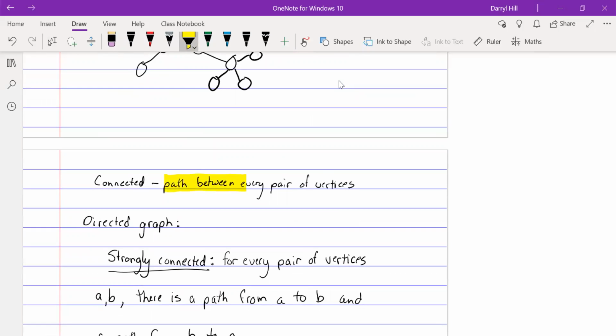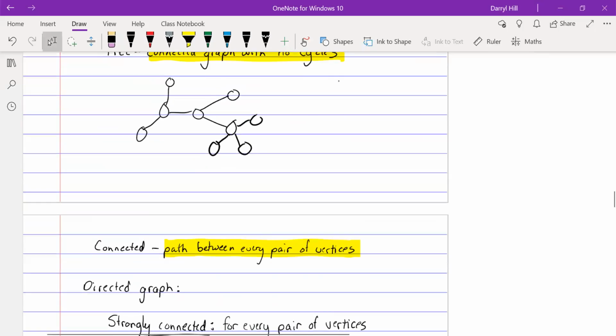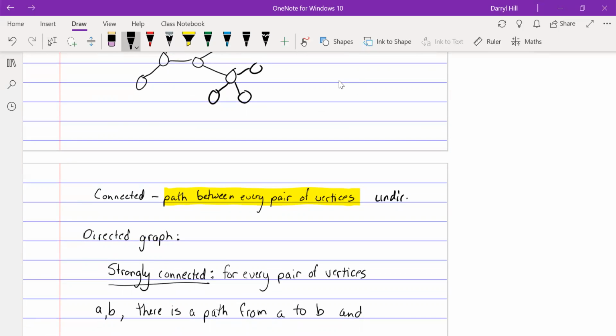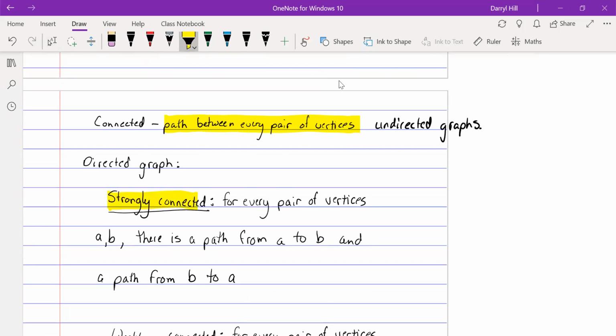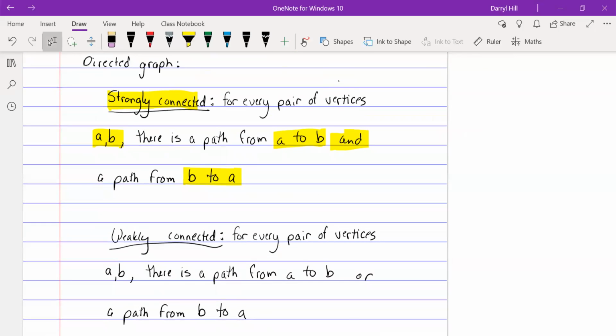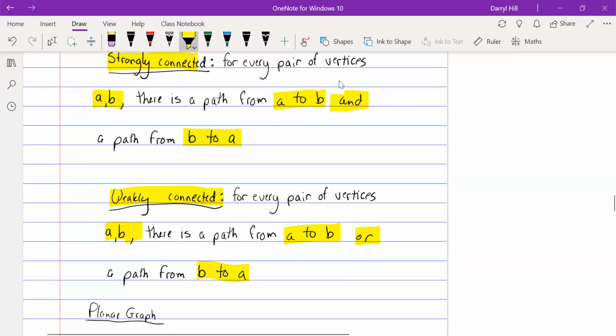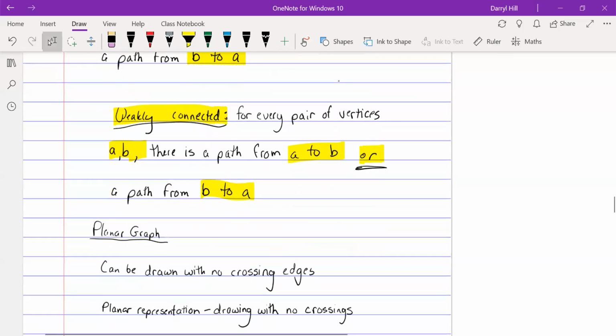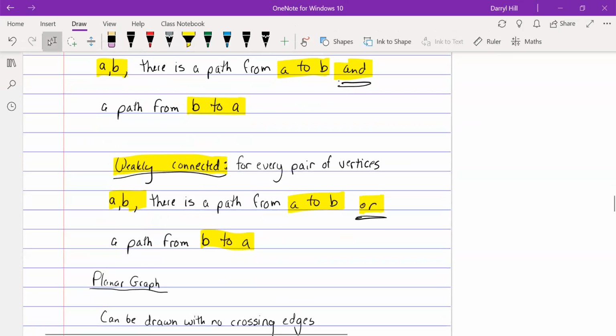So if I say a graph is connected, there's a path between every pair of vertices. This is for undirected graphs. A directed graph is strongly connected if for every pair of vertices A and B, there is a path from A to B and a path from B to A. And a directed graph is weakly connected if for every pair of vertices A and B, there's a path from A to B or a path from B to A. So the difference between strongly connected and weakly connected is this "and" or "or" in the definition. Good. Any questions about that?